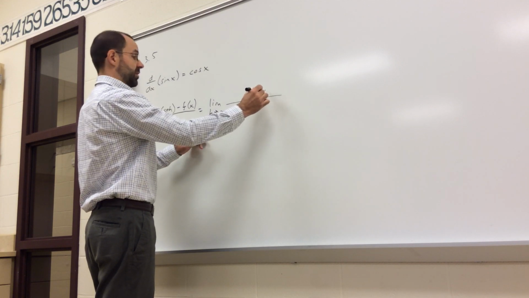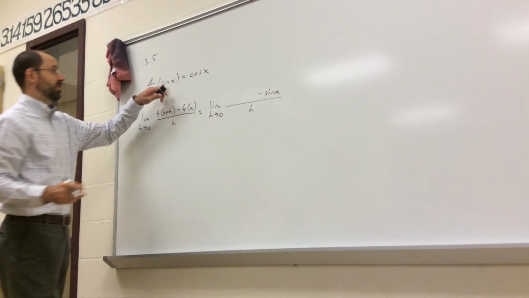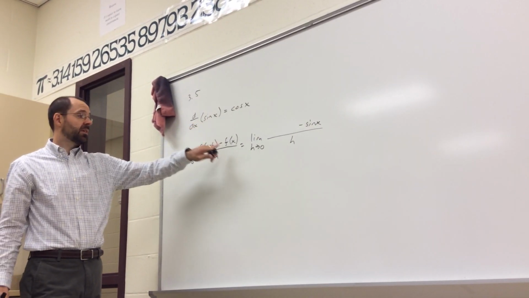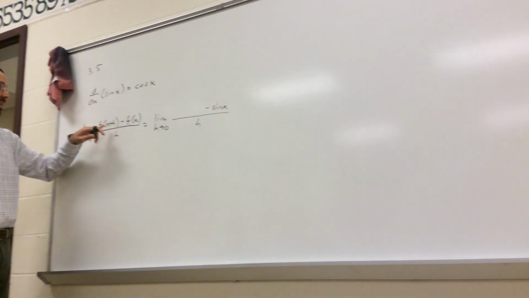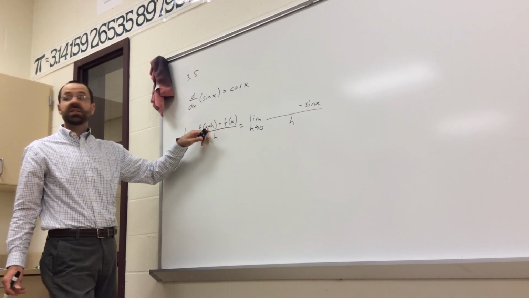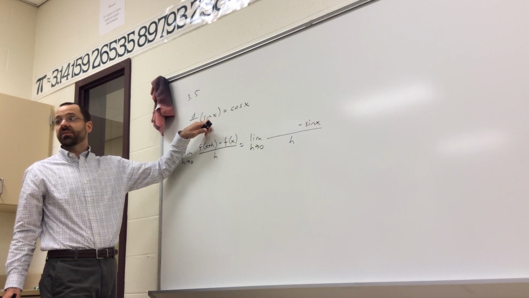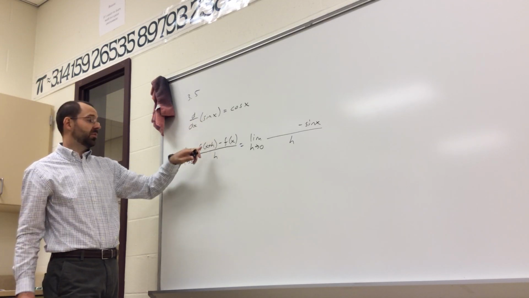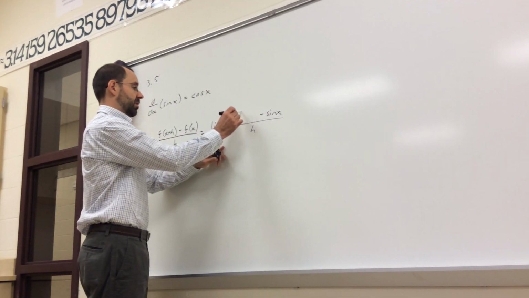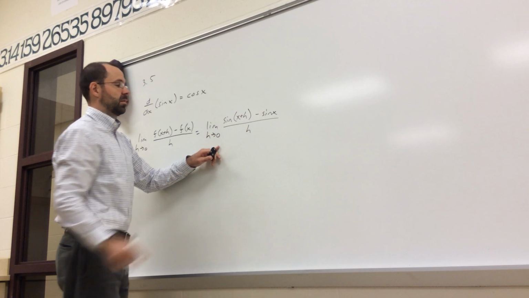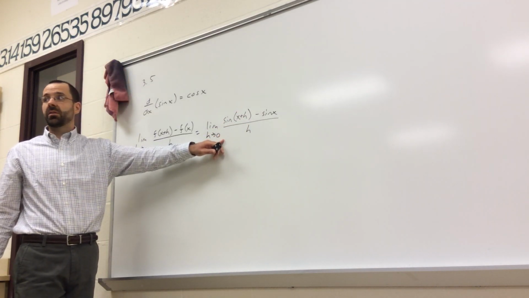So this would be minus sine of x over here, because the function that we're taking the derivative of is sine of x. So f of x is sine of x. And then f of x plus h means plug x plus h into this function. If you plug 7 into this function, it would be the sine of 7. So if you plug x plus h into this function, it would be the sine of x plus h. So there is how the derivative for sine started out.